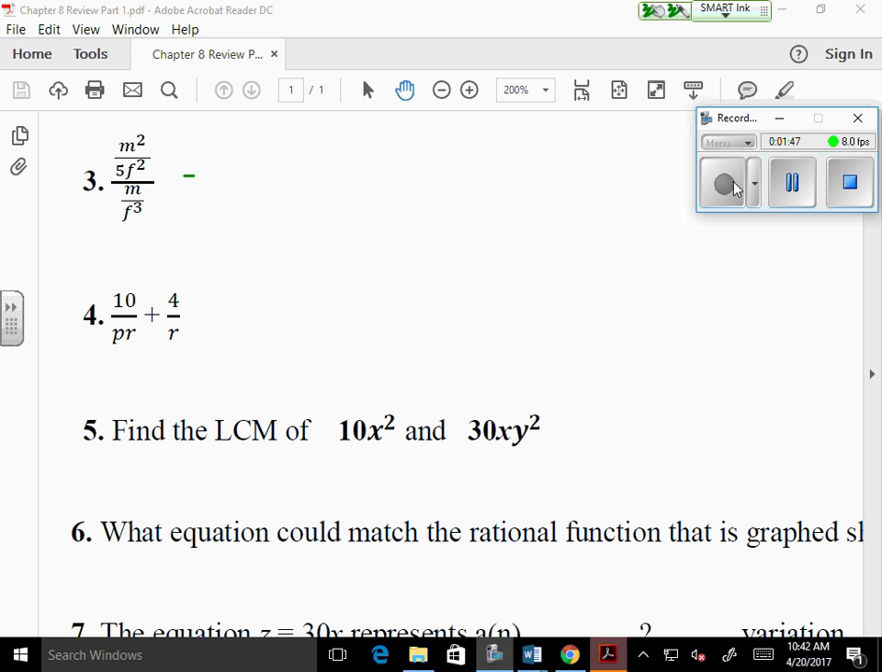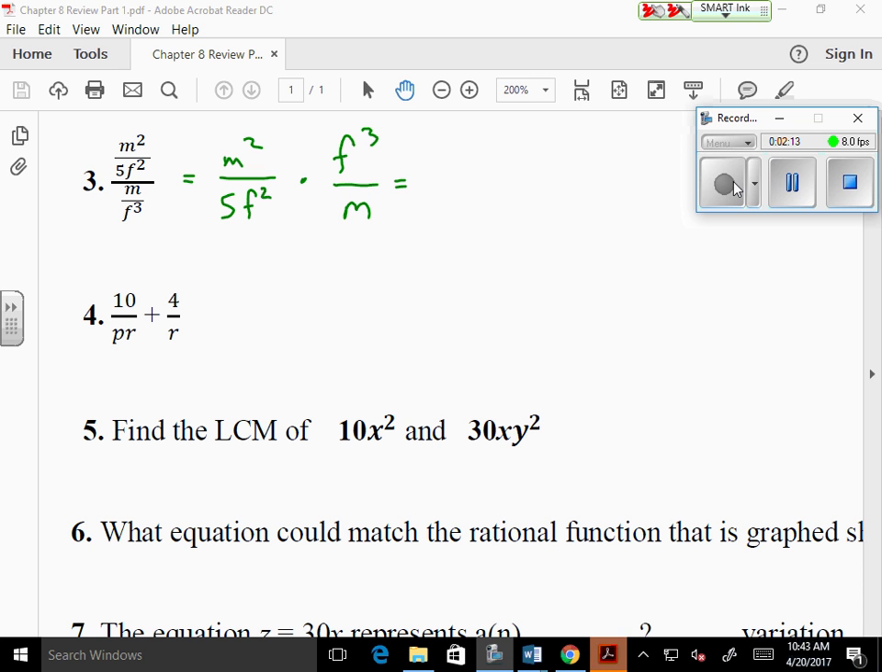Number 3, we need to change this into a multiplication. We need to take the denominator and flip it and change this from division to multiplication. That'll make it easier to see what we need to reduce.